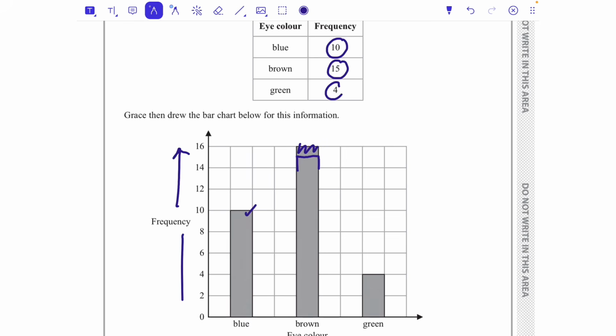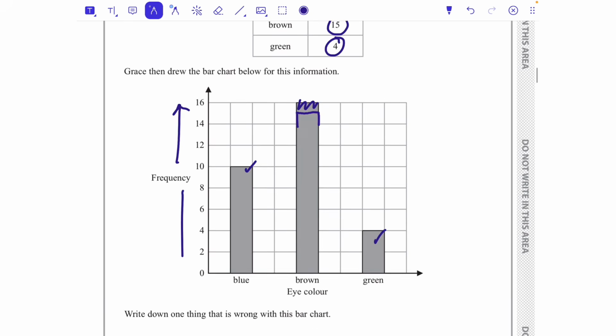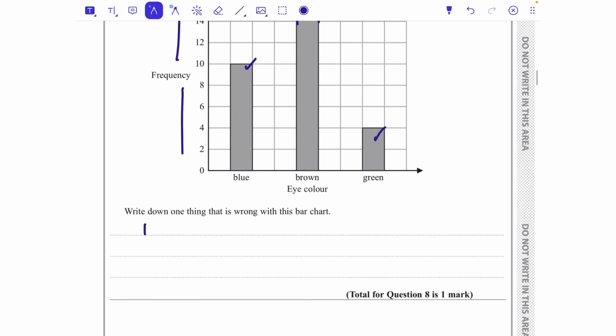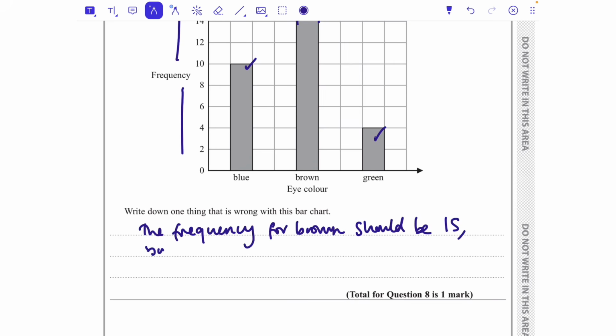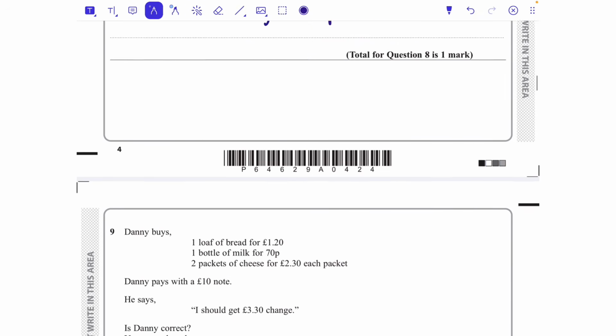So they only want us to write down one thing that's wrong, and we can see that the frequency for brown is incorrect. So let's say we can write that. The frequency, which just means how many people, for brown should be 15, but the bar goes up to 16. There we go. Cool. Question number 9.